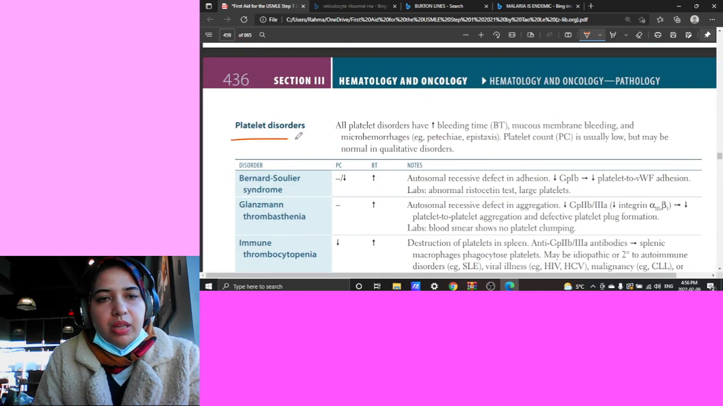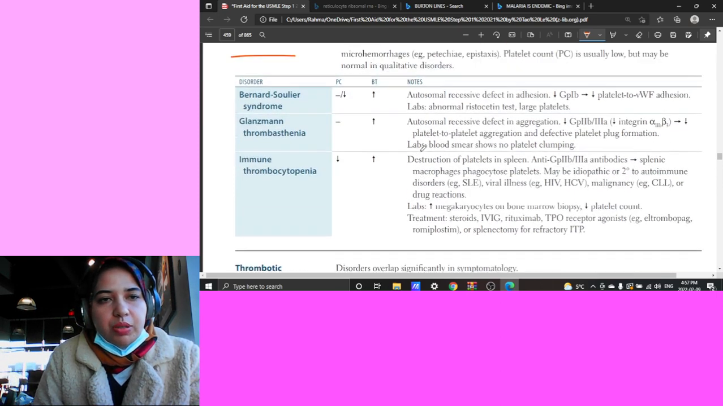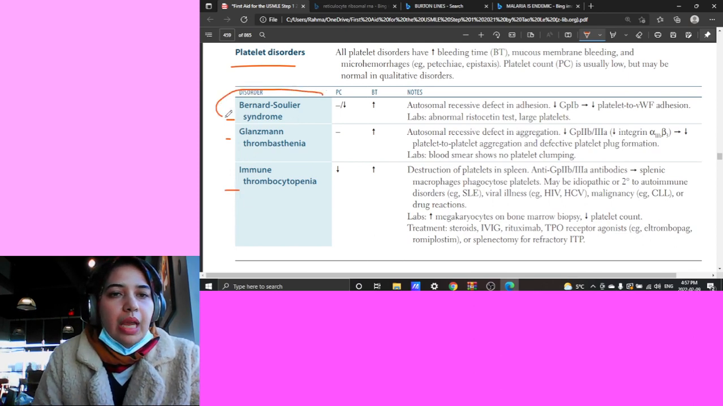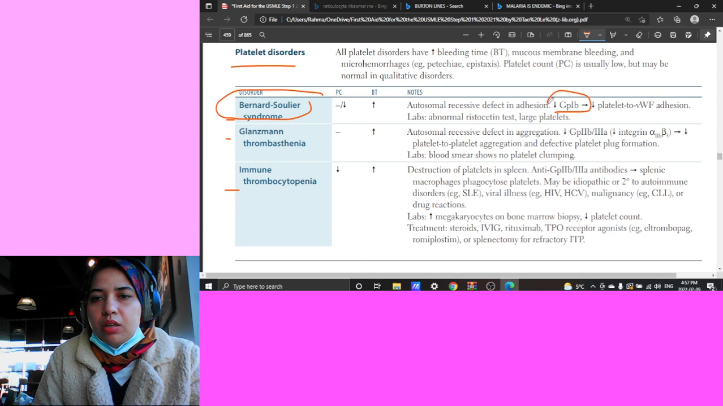Platelet disorders. Remember, we said platelet bleeding is very superficial. So you're going to have increased bleeding time. That's important. So what do we have? Bernard-Soulier, Glanzmann thrombasthenia, and ITP. Bernard-Soulier is GP1B. Glanzmann is GP2B3A.